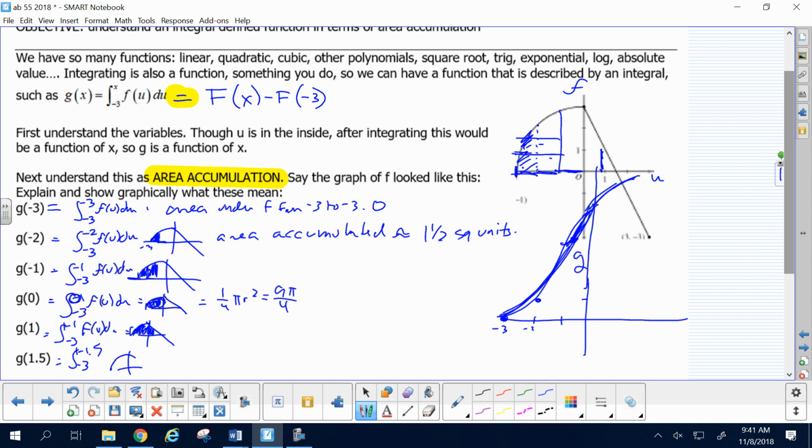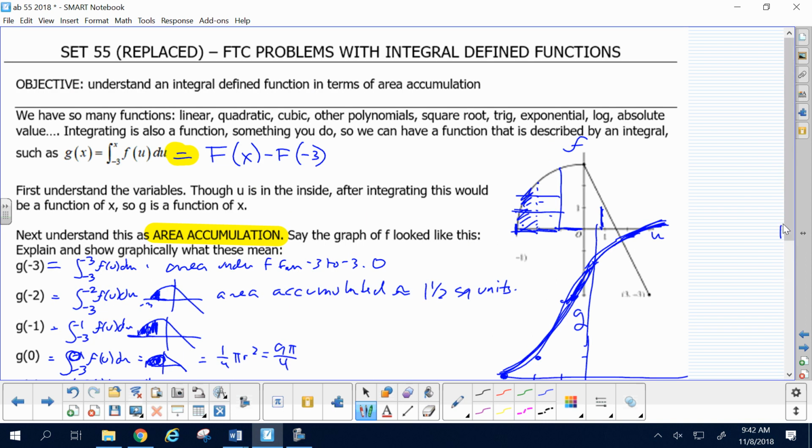1.5. So I could actually calculate that. 1/4 of pi r squared plus the triangle, which is base times height divided by 2. So I'm feeling something like 9 pi over 4 plus 1.5 times 3 over 2. That's really gross. But that's ballpark of about 2-ish, 2.25-ish. So altogether then I go up a little more, 2 units more, but again at a decreasing rate. You follow? Are you with me? Okay.